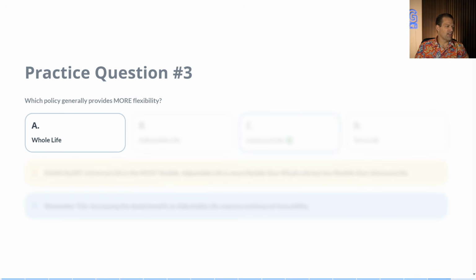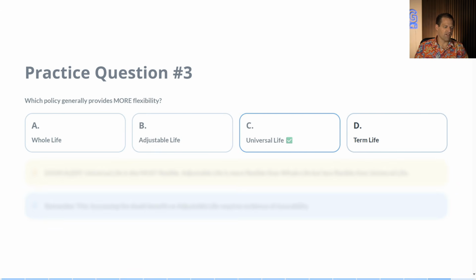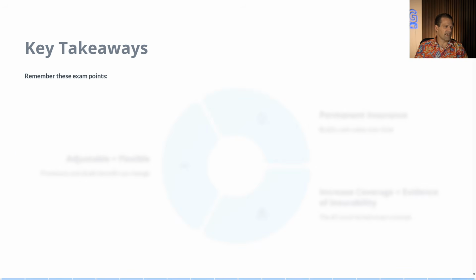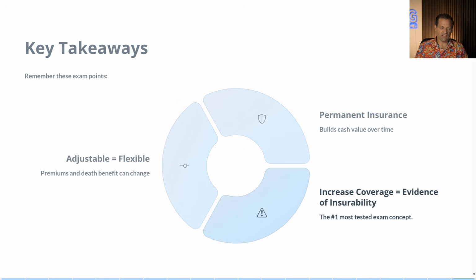Question 3. Which policy generally provides more flexibility? Whole life, adjustable life, universal life, or term life. So universal life is more flexible than adjustable, which is more flexible than whole life. The key takeaways here are adjustable equals flexible. It's permanent insurance, and an increase in coverage, if you haven't learned already, means evidence of insurability required.